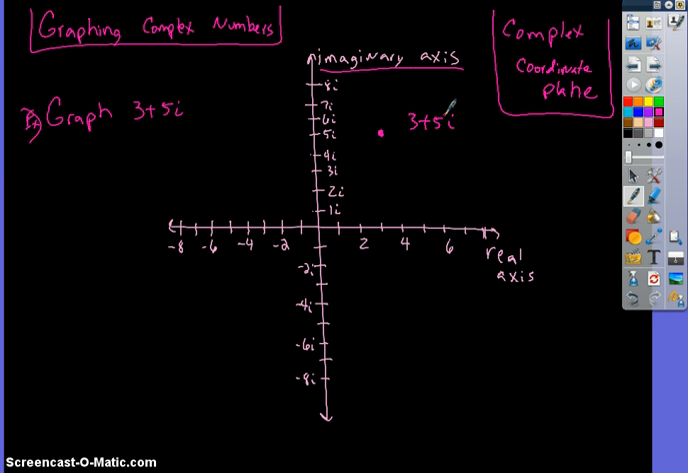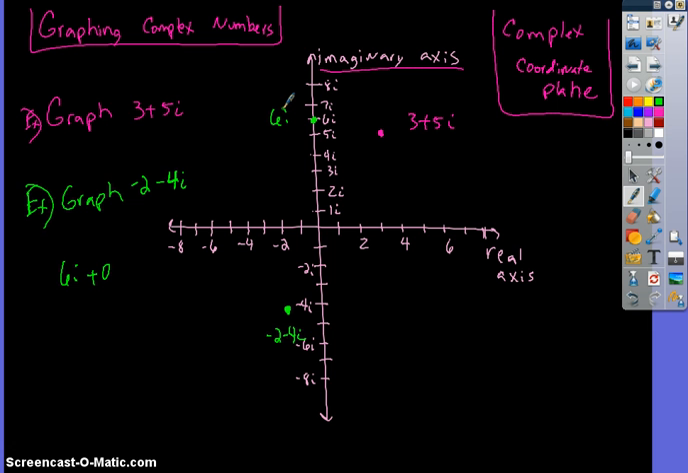Suppose I gave you a new graph and asked you to graph negative 2 subtract 4i. We go over to negative 2, then down to negative 4i. This will be the point negative 2 subtract 4i. If I was to graph something like just 6i, the real part is 0. So you go over 0, up to 6i. That would be the point 6i, a purely imaginary number.